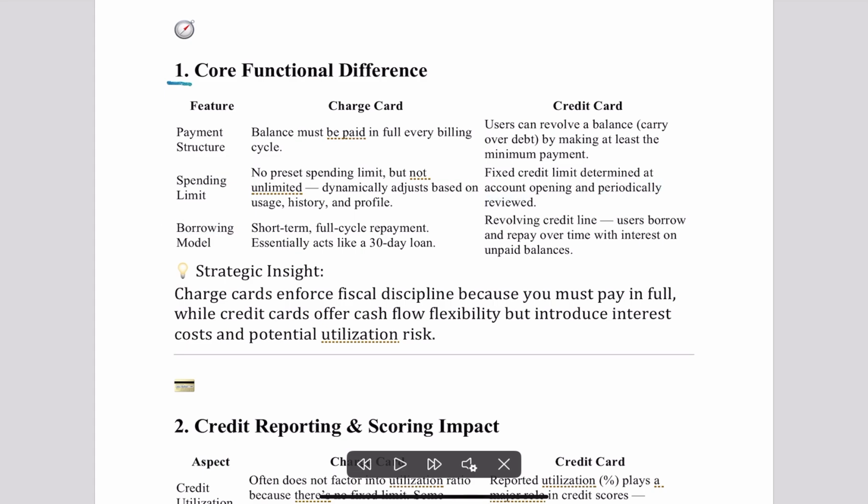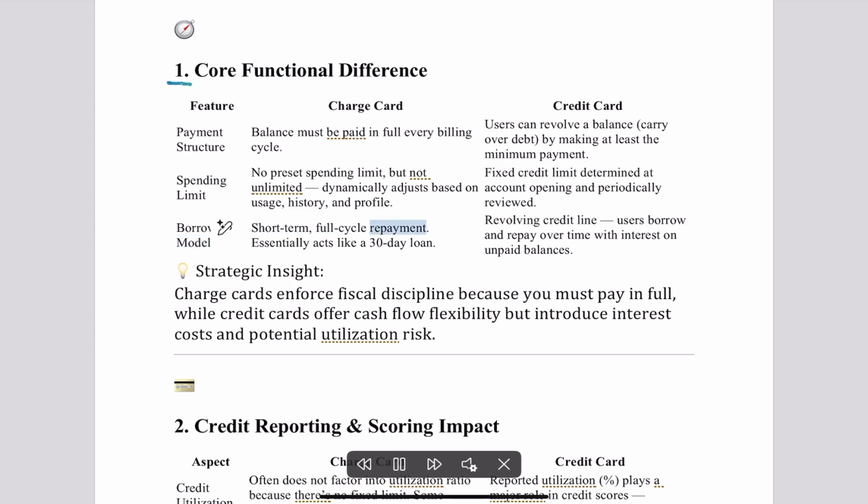Okay, so when you open a charge card, it's not based on your credit scores, things of that nature. It's based on your credit profile, your borrowing history. How do you spend your money? How do you use your money? How do you pay back? Things of that nature. On a credit card, it's mainly your creditworthiness and your credit score and things of that nature.